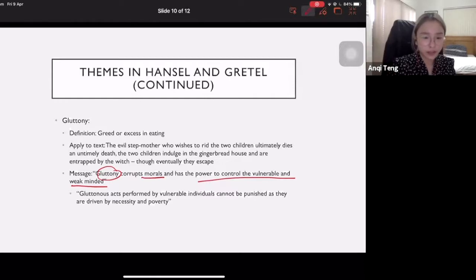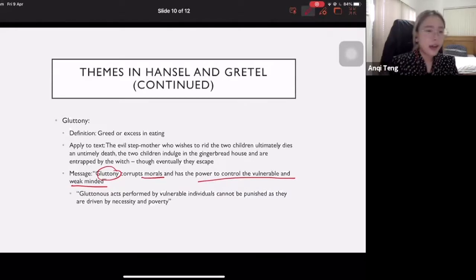However, on the other hand, looking at the two children now, gluttonous acts performed by vulnerable individuals cannot be punished as they are driven by necessity and poverty. Right? So here the cause and effect is not as clear. You can kind of identify it as necessity and poverty drive gluttonous acts. Right? The effect is committing gluttonous acts. But more importantly, the message is that we cannot punish people for performing those acts when they are vulnerable and impoverished and obviously disadvantaged compared to the rest.